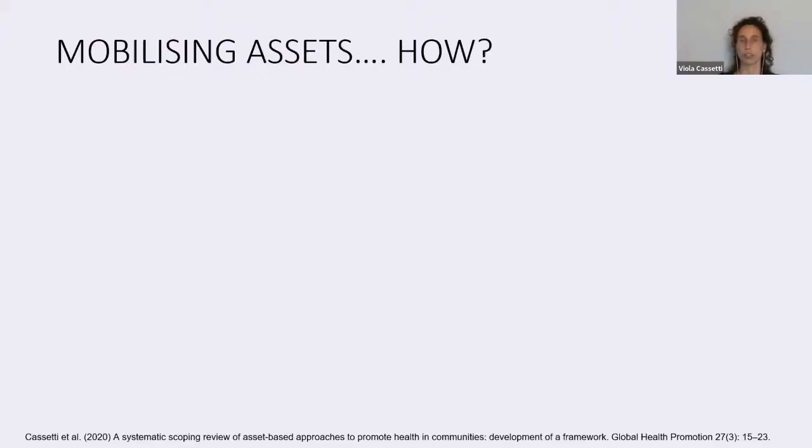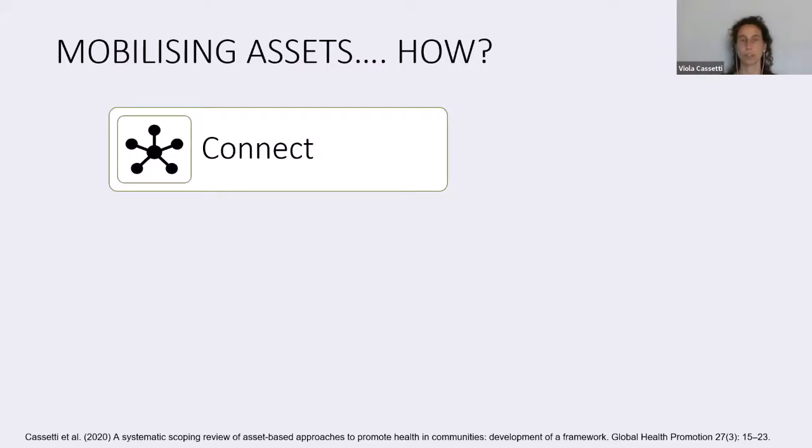So in the literature that I reviewed during my PhD, I found 3 main ways to mobilize these assets. The first one is a process of connecting assets among themselves. So you may have people that work in a community and they decide to get together and create new partnerships to promote local health, or a new partnership in the school, you know, teachers and students and parents all working together for specific health needs in the school, etc.